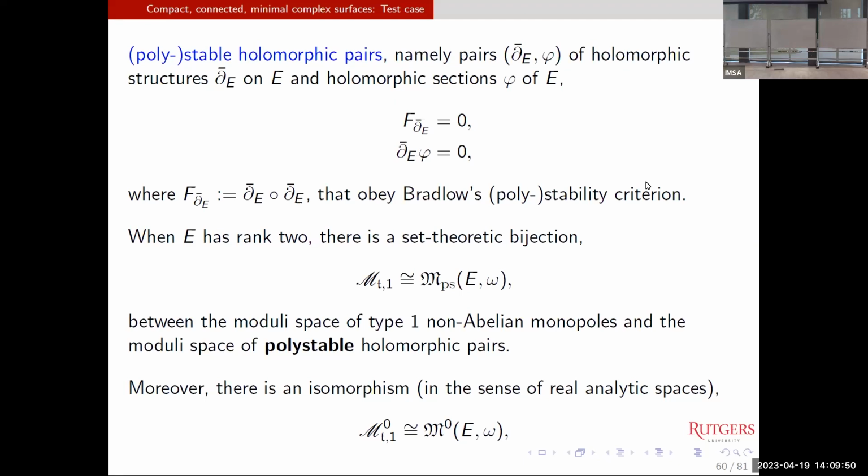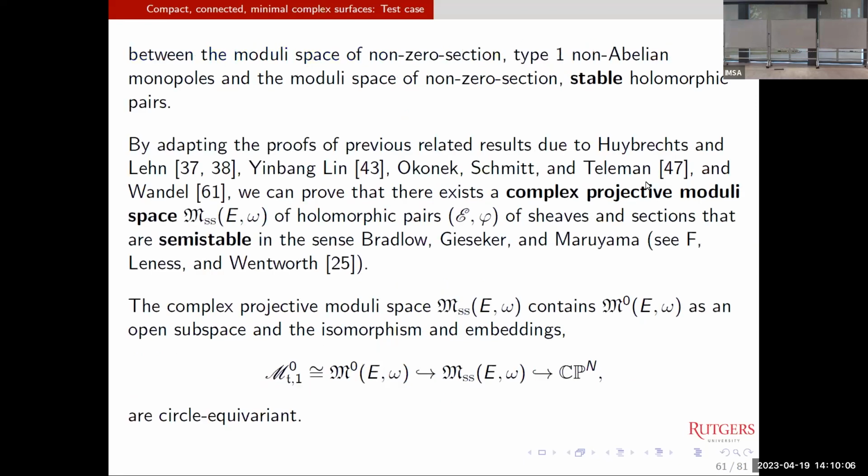Now, if we focus on this right-hand moduli space of stable holomorphic pairs with non-zero sections, this is the nice algebraic geometric compactification. And what is it? So there's been work going back over many years.